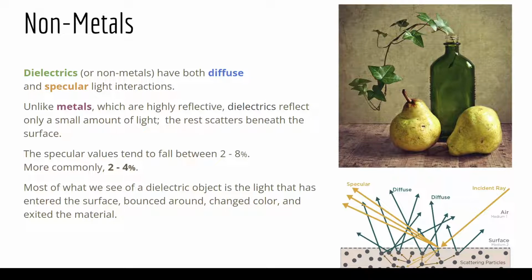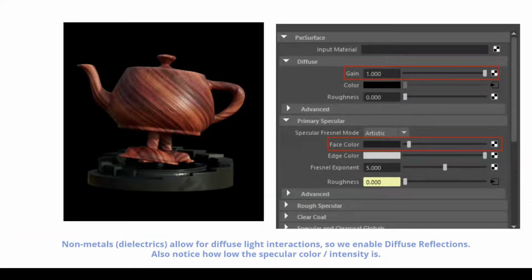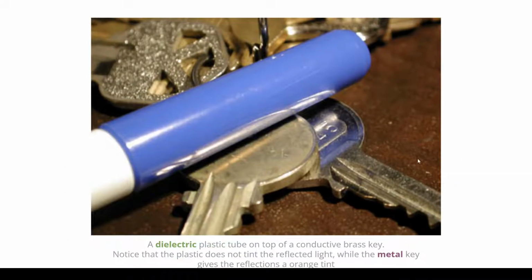So that's why most of what we see of a dielectric object is the light that enters the surface. That's most of what describes the surface. So non-metals, aka dielectrics, are the materials that will have light scatter and travel beneath the surface. And so for nonmetals, we do want our diffuse light interactions. We want the light to go in and bounce around and scatter around. So we enable diffuse reflections. Also, notice how low or dark our specular reflections are, because remember, we're only reflecting most of the time 2 to 4% of light.